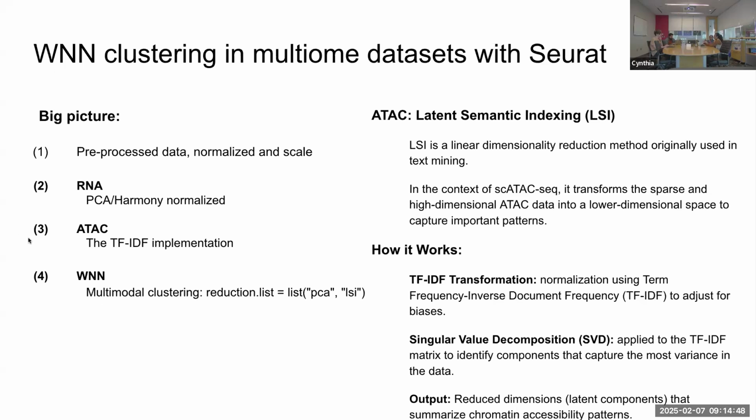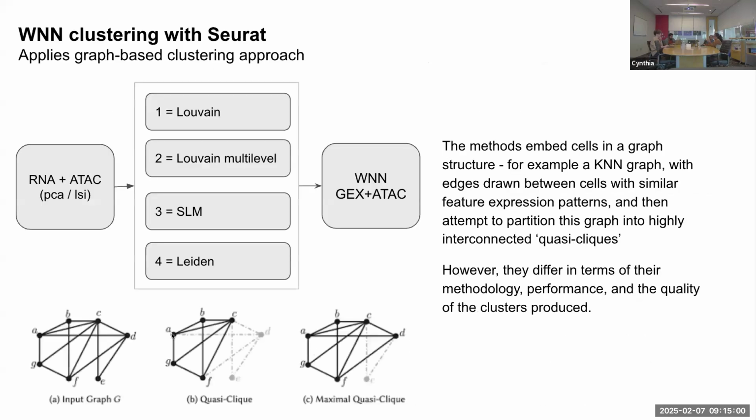All this works separately for ATAC. Now, what happens with the RNA? We apply the PCA, let's say a regular PCA, and we can make any data correction if necessary.